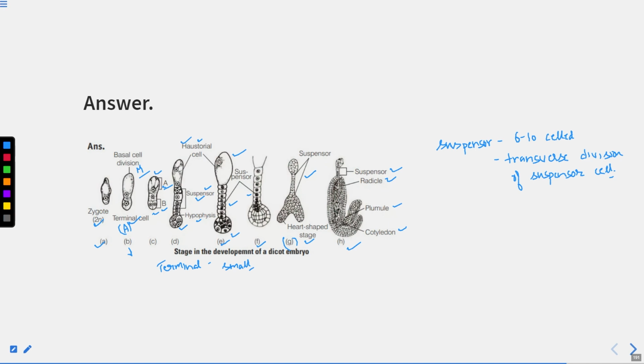Now 2 tiers are formed. First is the epibasal tier. This tier forms the cotyledons and the plumule. Plumule will further give rise to what? Shoot axis. Then the other tier is known as the hypobasal tier.